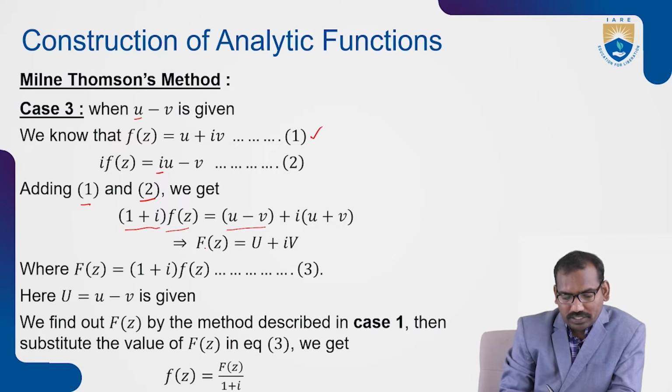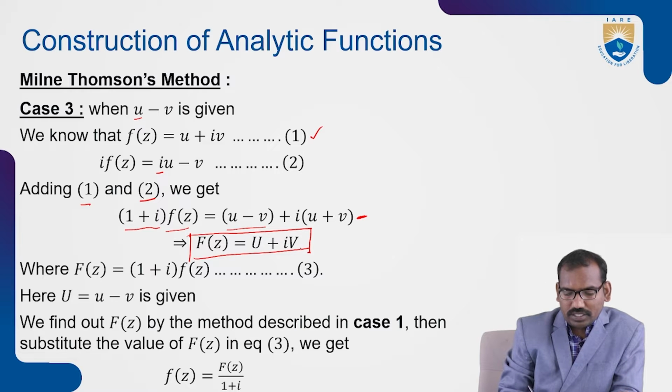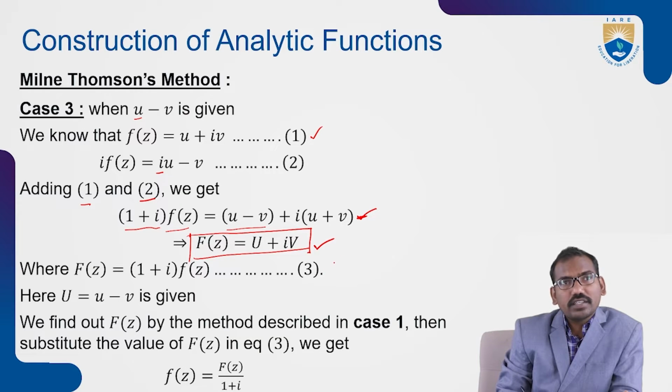I am writing this expression in this form: capital F of z equals capital U plus i capital V. Here capital F of z is 1 plus i times small f of z. I am calling this equation number 3.